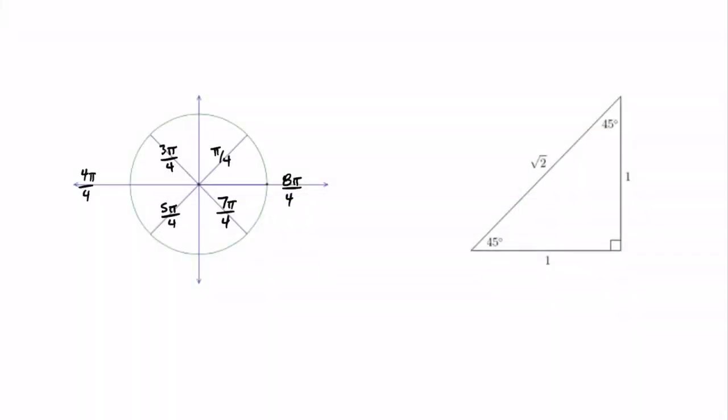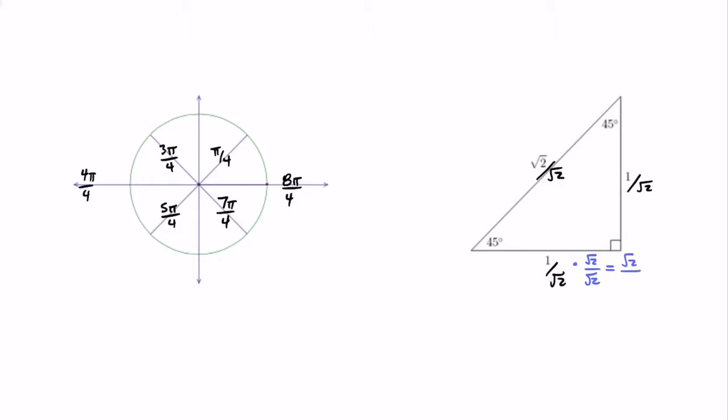Shifting now to the special triangle, I'm going to divide everything by root 2 because I want that hypotenuse to be 1. So I get 1 over root 2 and 1 over root 2. But if you remember from grade 11, we don't want to leave a radical in the denominator, so I'm going to rationalize this. So I'm going to multiply top and bottom both by root 2.